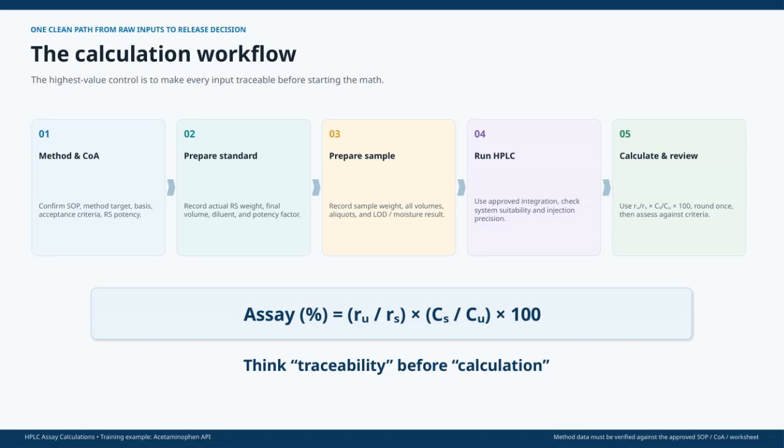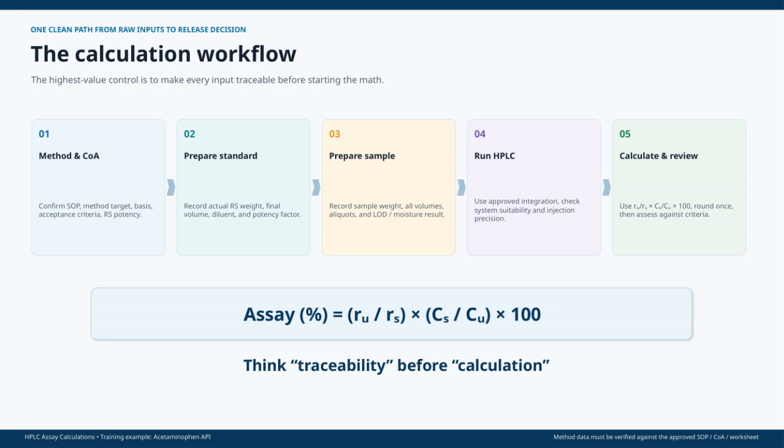On this slide, we're focusing on the critical workflow for HPLC assay calculations using acetaminophen as our training example. The main principle here is maintaining one clean path from the raw inputs all the way through to the release decision. This means every piece of data and calculation must be traceable and verified against approved documents like the SOP, certificate of analysis, or worksheet before any math begins.